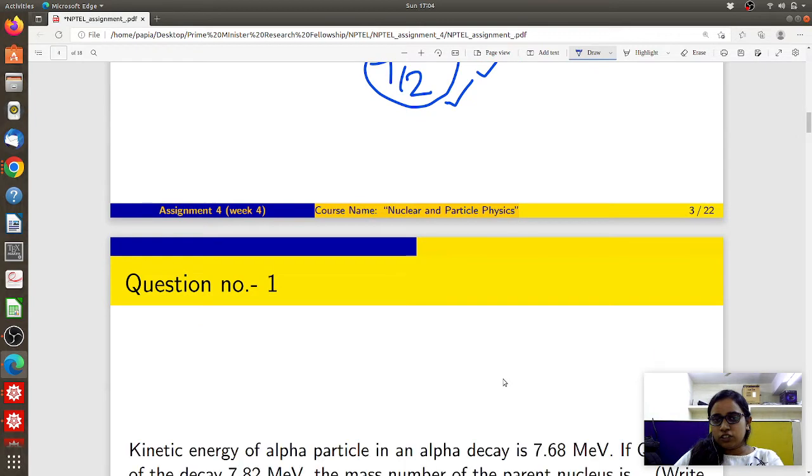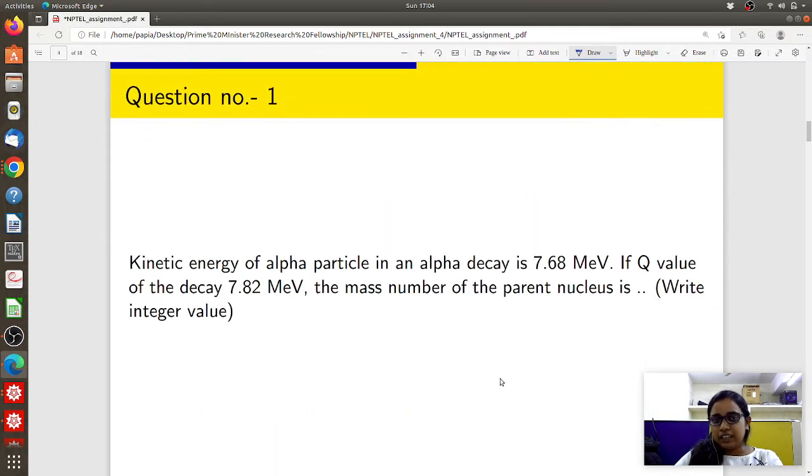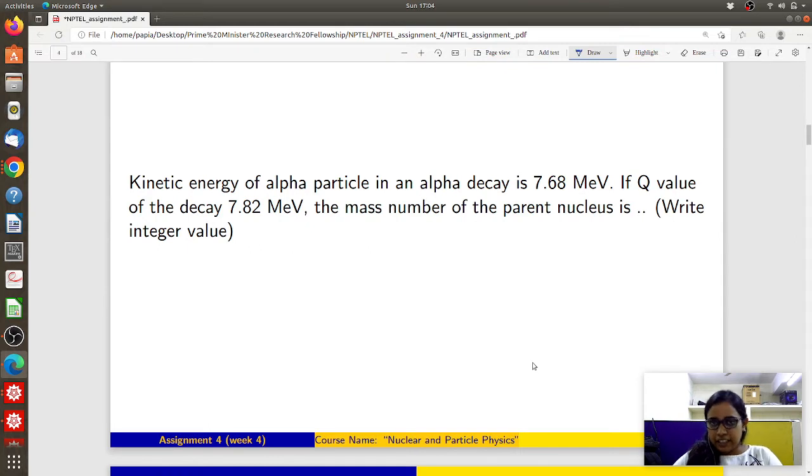The first question of today's lecture is: the kinetic energy of an alpha particle in an alpha decay is 7.68 MeV. If the Q value of the decay is 7.82 MeV, what will be the mass number of the parent nucleus? It should be written as an integer value. As I told you before, the mass number of the parent nucleus should be an integer, not a decimal number.